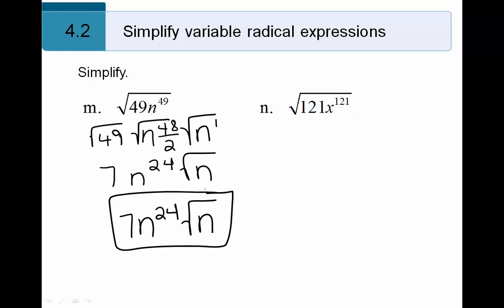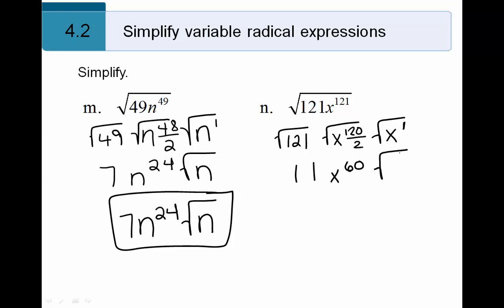The next is a similar example. We'll take the square root of 121 in a second. We don't need to split it up. It's a perfect square. To take the square root of 121, though, we'll have to take one away. We'll write that as x to the 120th times square root x to the 1st. The square root of 121 is 11. The square root of x to the 120th is x to the 60th square root x. So we get 11x to the 60th times the square root of x.